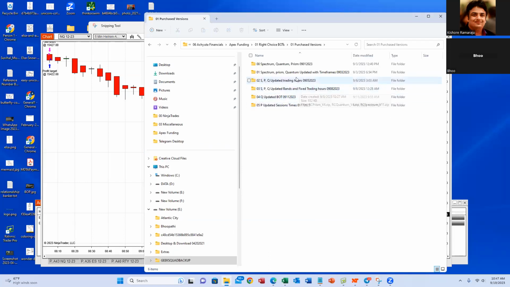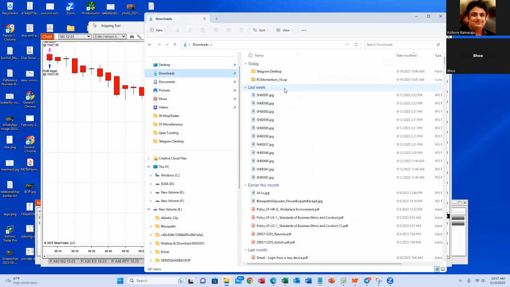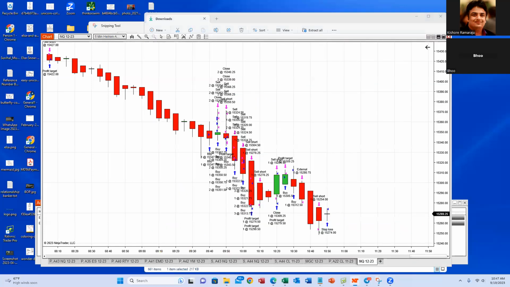Momentum is... You can go to Google Drive and just copy it. Yeah, whatever latest you see, you can copy that one. Yeah, if you have any questions, you can post in the chat window.